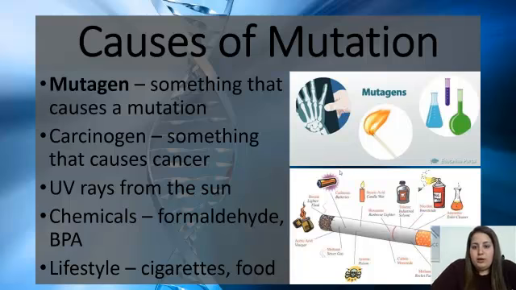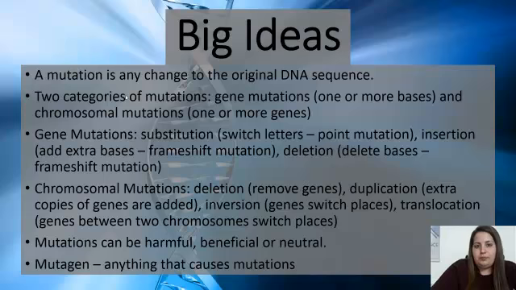So what I want you to get from this slide is just this particular term, a mutagen. A mutagen is anything that can cause a mutation, whether it's too much UV rays from the sun, or it's X-rays, or it's the chemicals in cigarettes. Mutagens are anything that cause mutations.